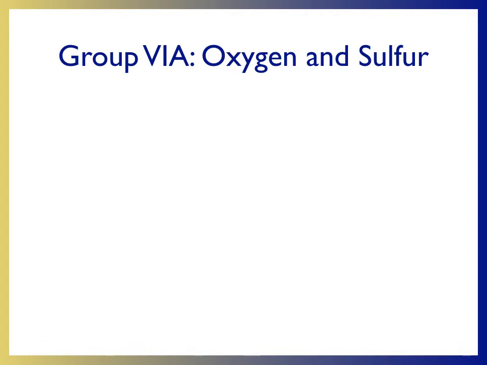Group 6A is known as the chalcogens. This is the oxygen group. In this lecture, we're going to focus mainly on oxygen and sulfur. Again, comparing a second row element to a third row element to compare and contrast reactivity and properties. Let's first take a look at oxygen.